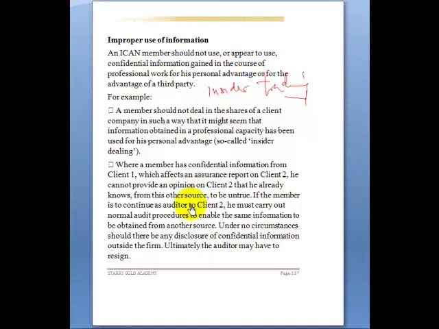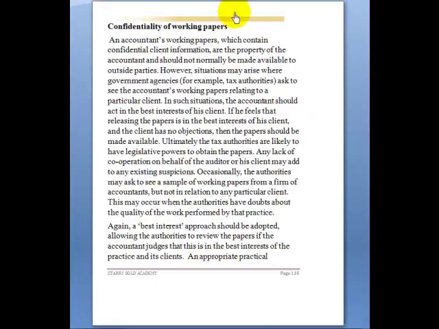Under no circumstances should there be any disclosure of confidential information outside the firm. Ultimately, the auditor may have to resign if the situation is becoming too hot for him to handle.